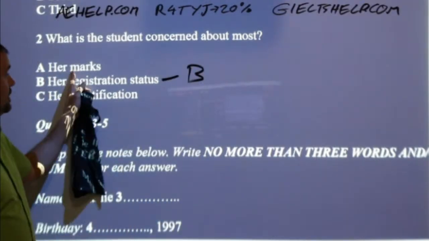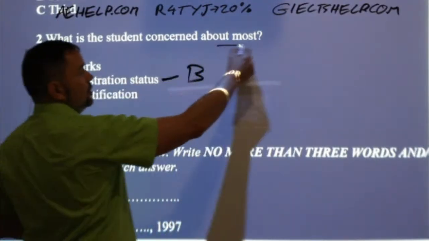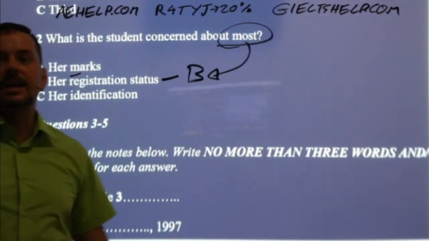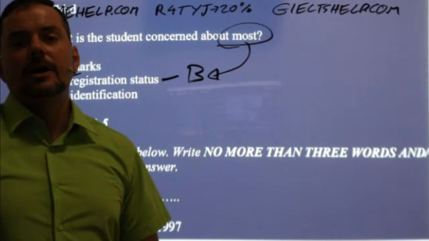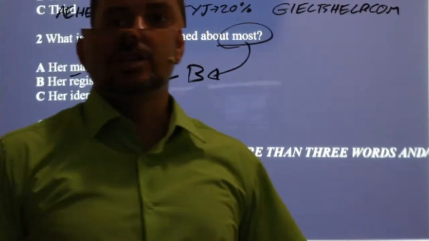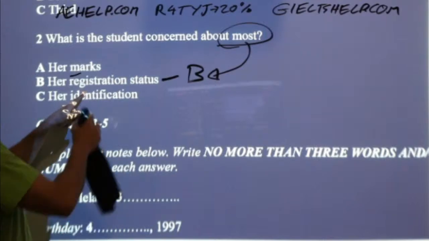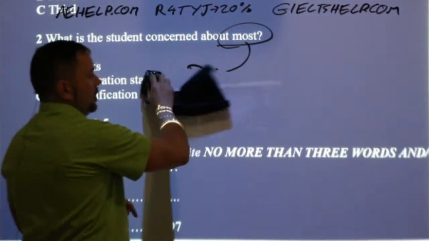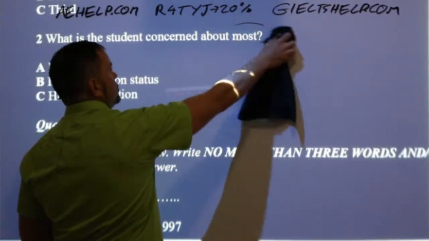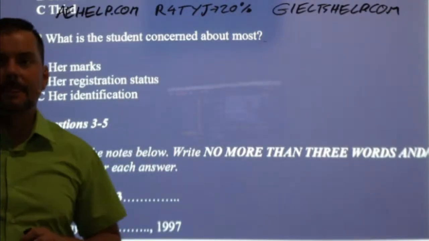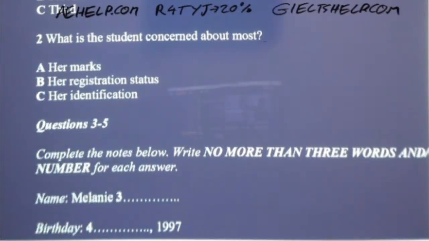She's concerned about her marks, but she's concerned most about her registration. She's afraid that she cannot register for the classes that she needs, okay? So pay very close attention. This comes up a couple of times. You will hear these kinds of answers usually twice. And in this case, you hear it twice as well. And the administrator says too, oh, you're concerned about your registration.